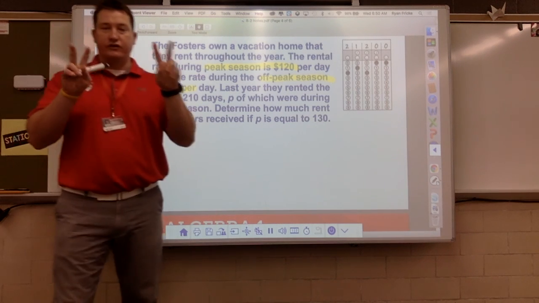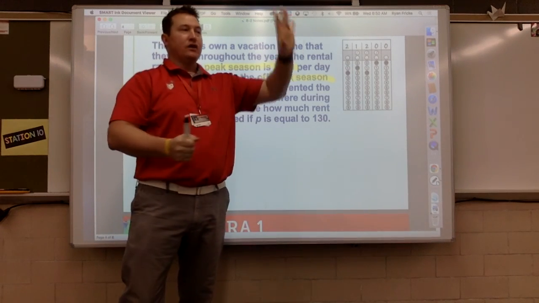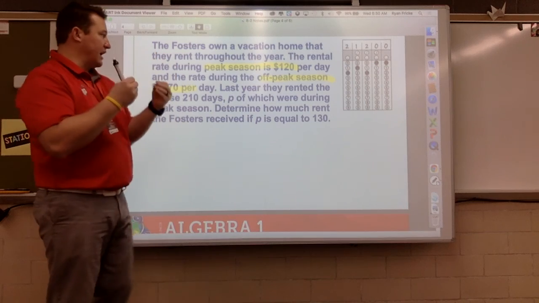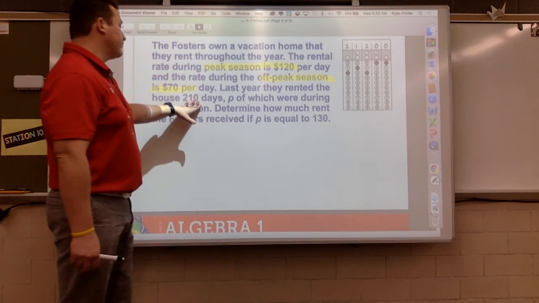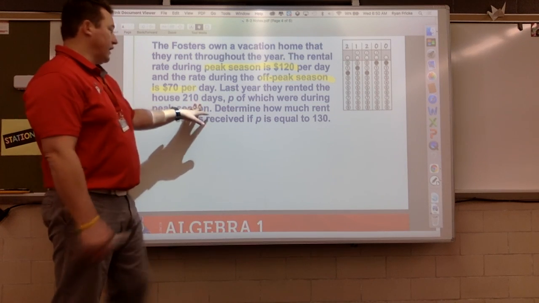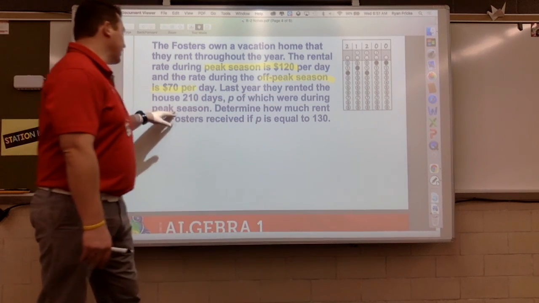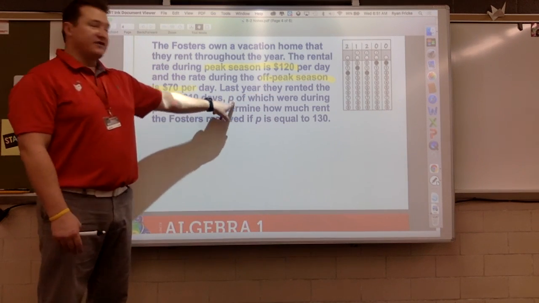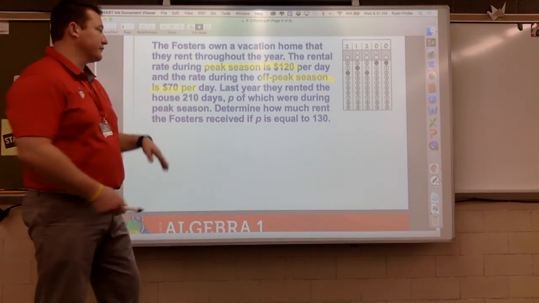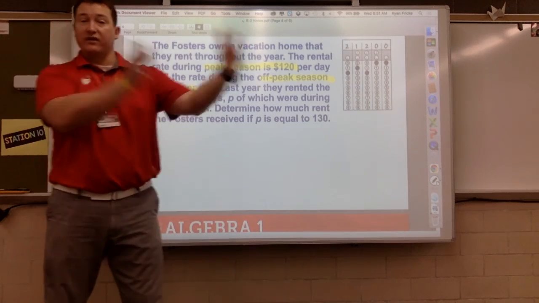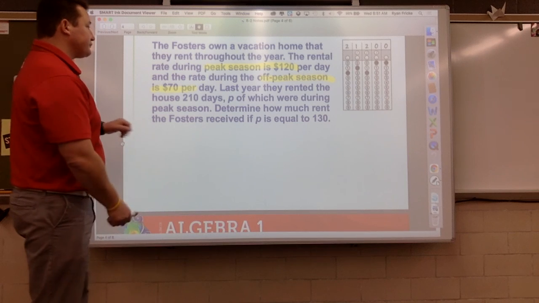So again, those are the 2 different rates. So peak season money plus off-season money equals the total amount of money that they earn every year from renting this house. Last year, they rented the house for 210 days. Okay, pretty good, 210 out of 365 days. P of which were during the peak season. So they're saying, hey, there's this many days during the peak season, which is that $120. Okay, then there's the rest of the days that are at the non-peak rate of $70 a day.